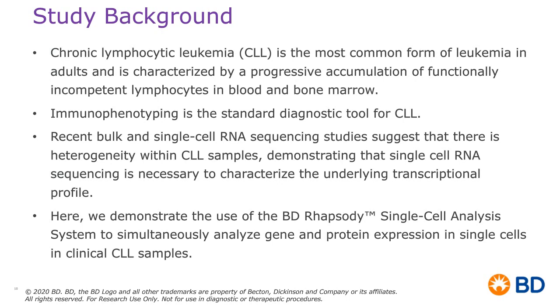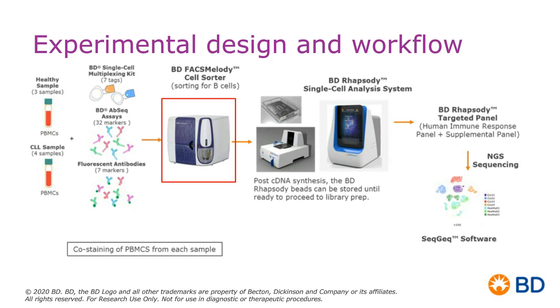So what does that look like? Well, this is basically the experimental design and workflow. This is very similar to any other experiment that we would be doing, except we take it a couple steps further by doing single cell RNA sequencing on the cells. So we have 3 healthy samples, normal peripheral blood, and then 4 CLL samples, again peripheral blood.